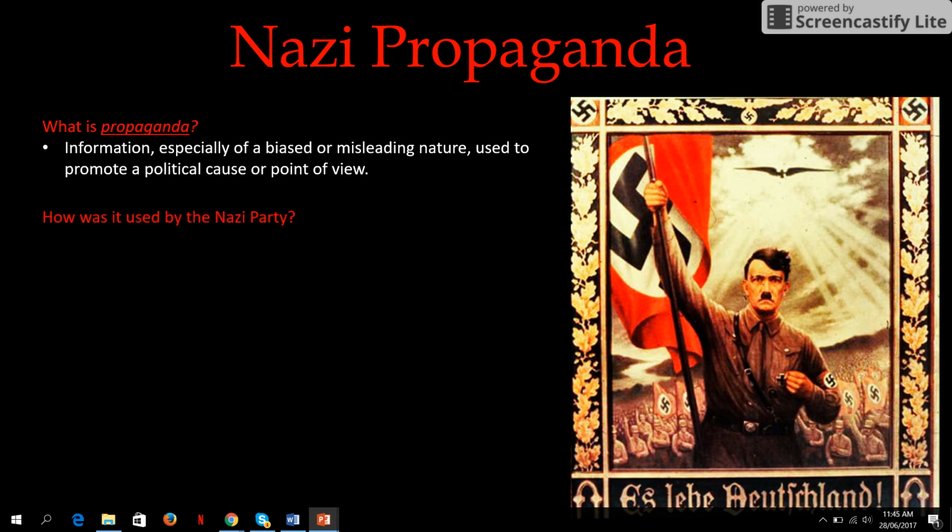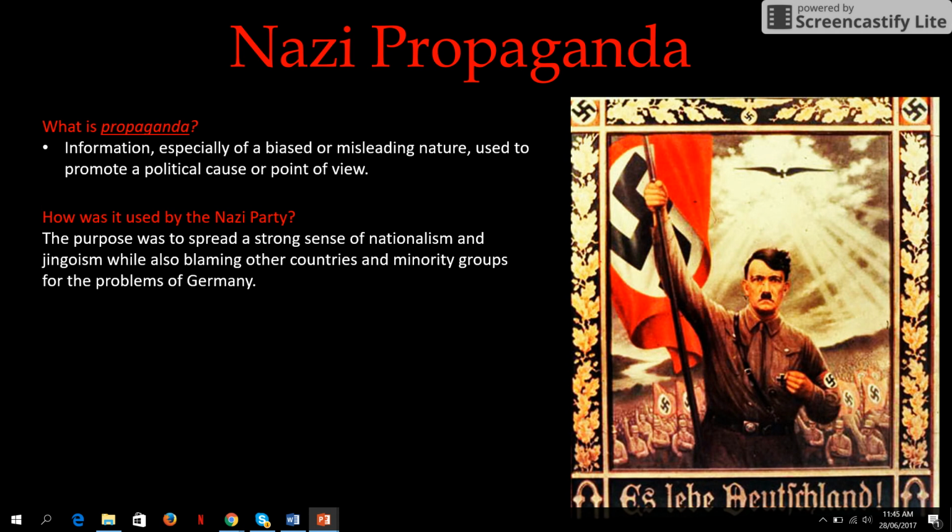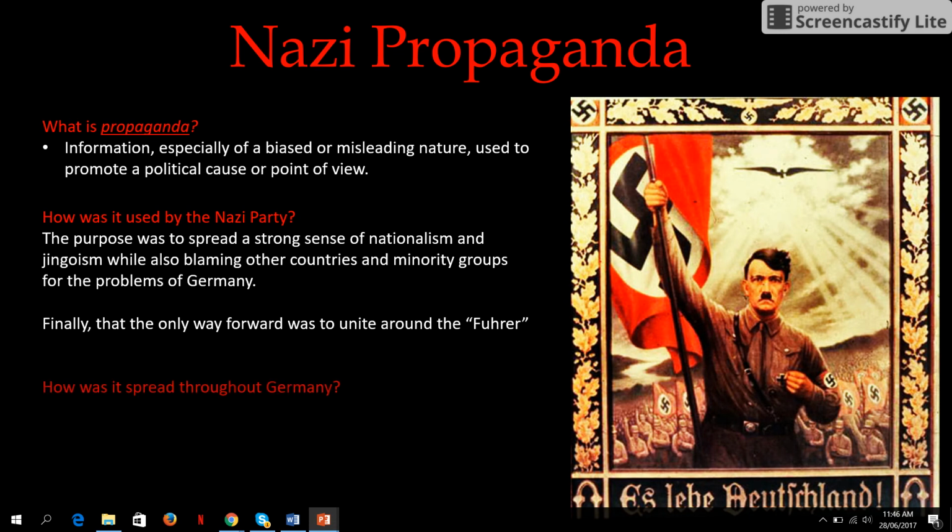How was it used by the Nazi Party? Well, the purpose was to spread a strong sense of nationalism and jingoism, remember my favorite word, while also blaming other countries and minority groups for the problems of Germany. So it can serve to be a positive thing, try to make you look good, but also might want to make other groups look bad. And finally, with Nazi propaganda, there was a big effort to kind of unite everybody around a single leader or Führer, which of course was Hitler.